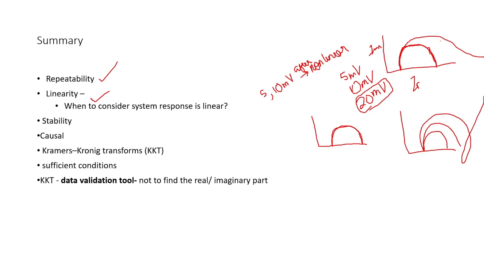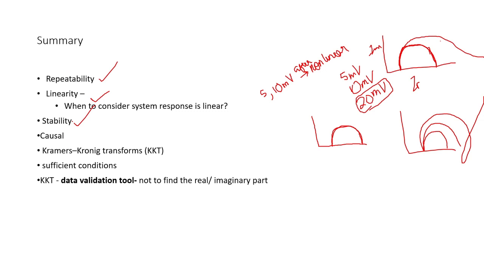Stability is something else. Once I apply some amplitude and get the result, I wait a few minutes, expecting that my system should come back to its original state, and I do it again. If I get the same result back, I'll say that my system is stable. I hope that is clear. So repeatability, linearity, stability. I hope you understand the difference between all three.